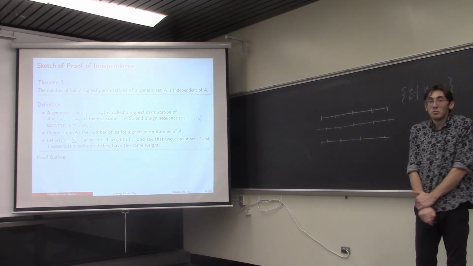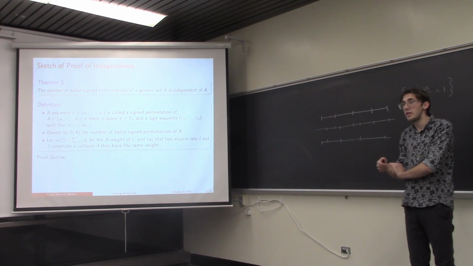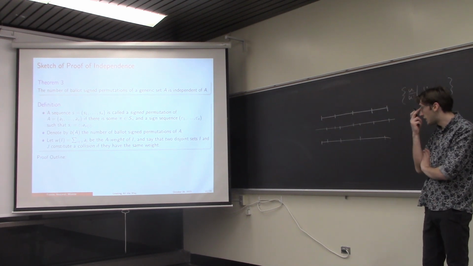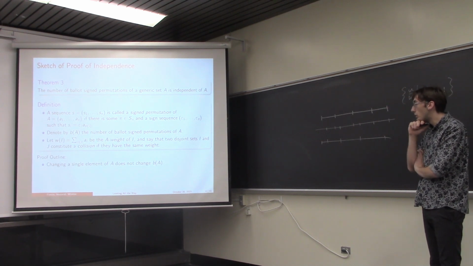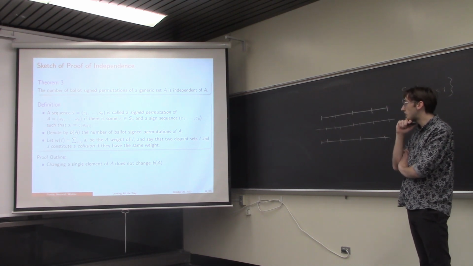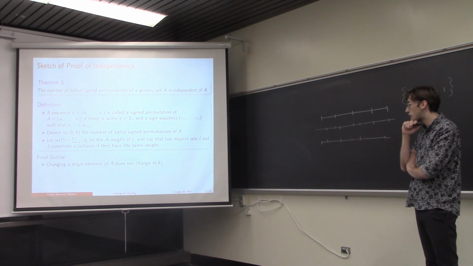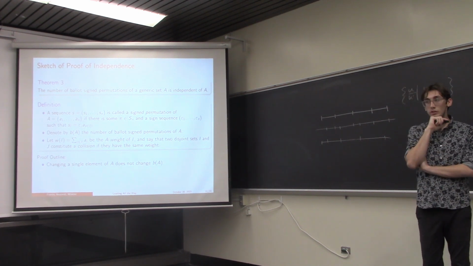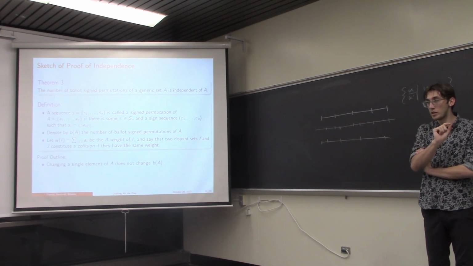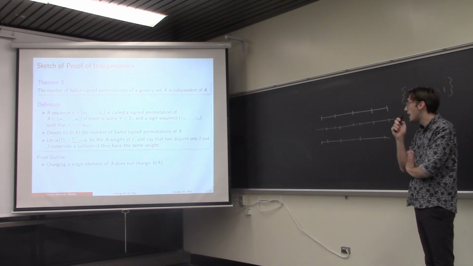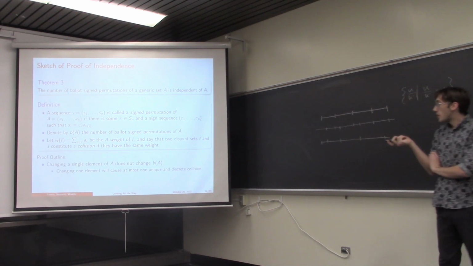And so here's the proof outline of 3. So I'm going to give you the outline, then we're going to look at some of the steps. So the first thing to note is that changing a single element of A does not change B of A. This is the first thing we're going to prove. So if you move one element, it doesn't change the number of ballot sign permutations. And we're going to do that by showing two things.